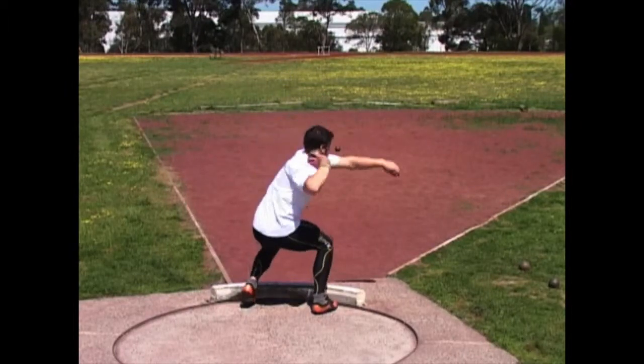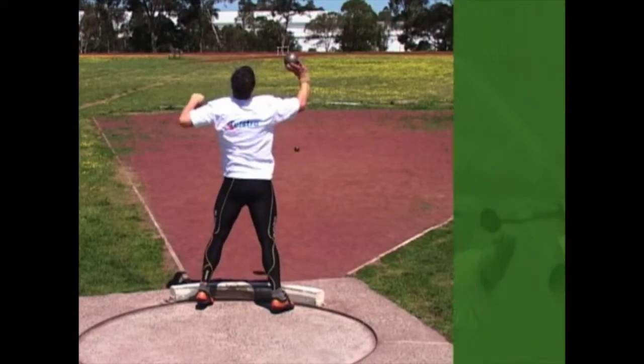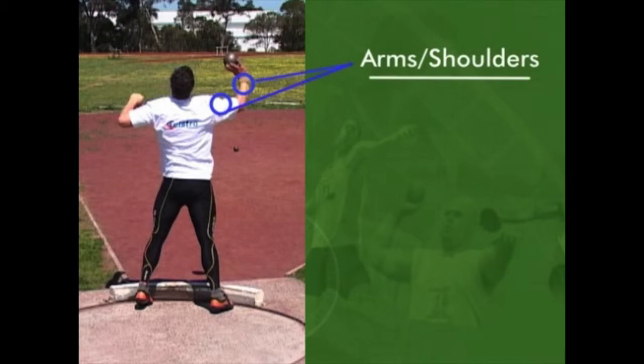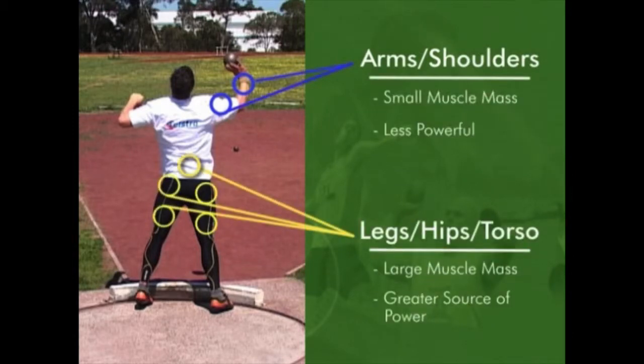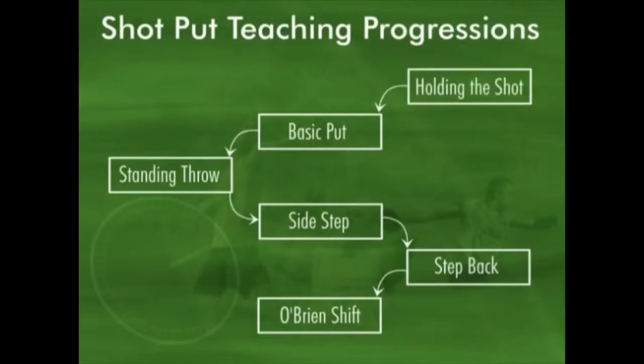A coach may start by simply asking young athletes to compare the size of the muscle in their arm and shoulder against those of the legs, hip and torso. It will be obvious that the vastly greater muscle mass of the latter will provide a much greater source of power. The task is then to learn how to use this strength for putting the shot.